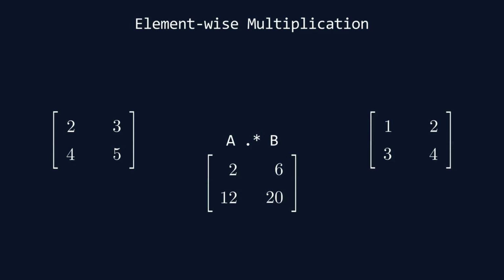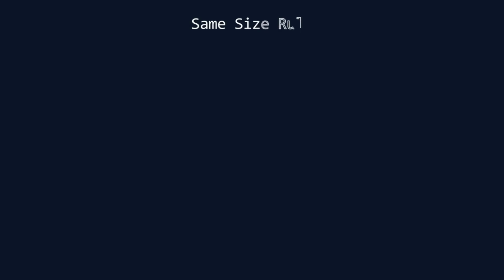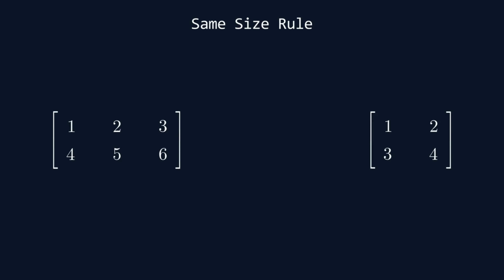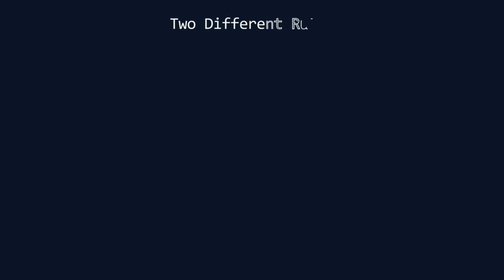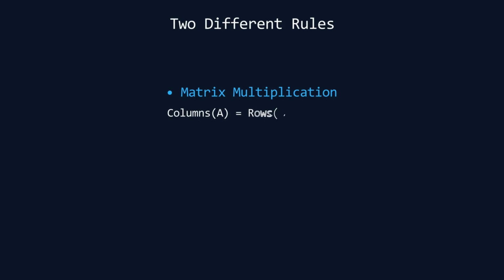This multiplies element by element. But here's the catch. Dot multiplication follows a different size rule. For element by element operations, both matrices must be exactly the same size. So remember this. Matrix multiplication: columns of A must match rows of B. Element by element multiplication: both matrices must be identical in size. So the dot changes the math, and it also changes the size rule. That's where most confusion comes from.